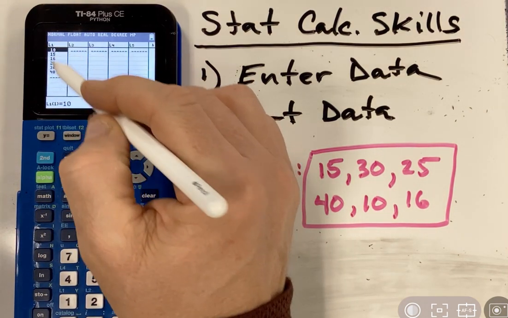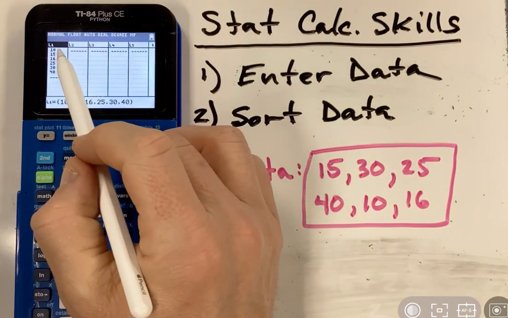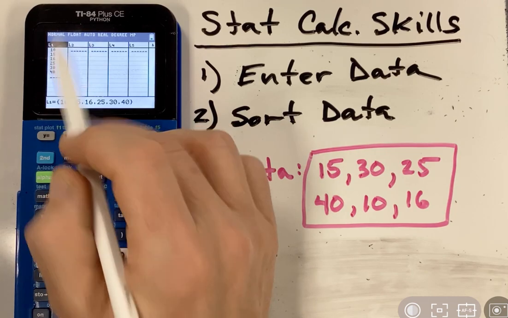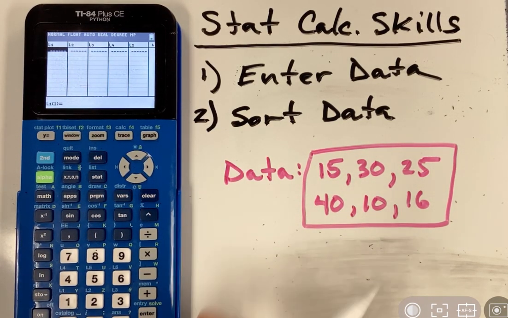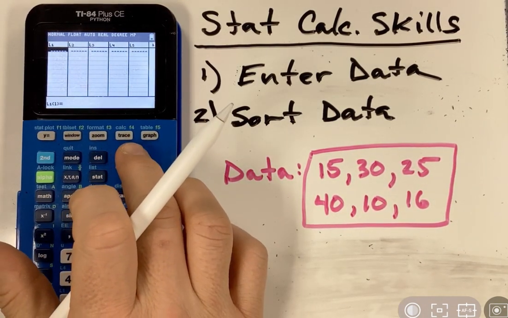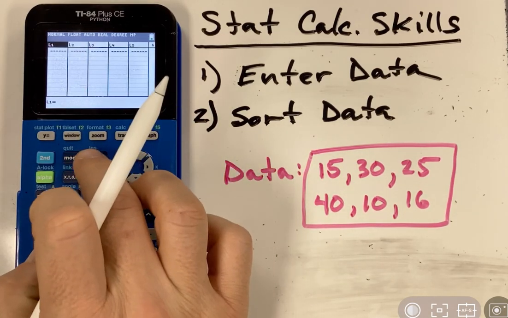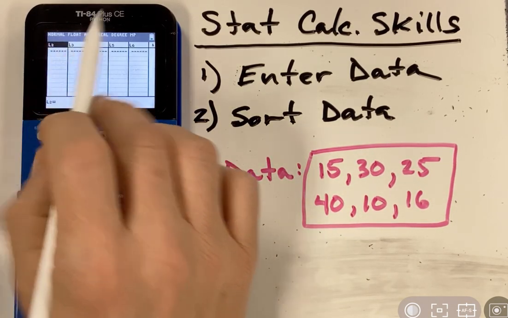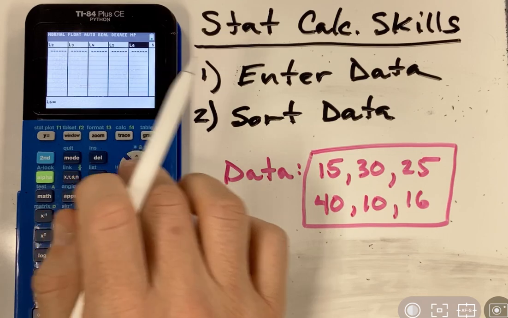Now if there's already data points in here that you don't want, press the up arrow so you see a black box on L1, then press clear and then press enter. Now if for some reason you accidentally do this, where you hit the delete key instead by accident, you'll notice you just lost the L1 key and you're like, where did my L1 go?